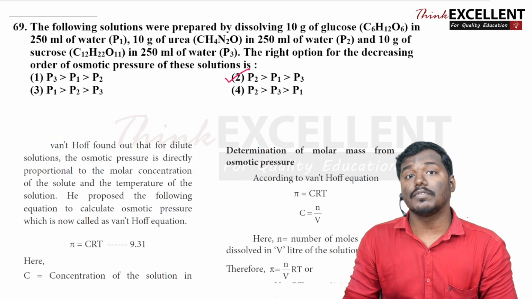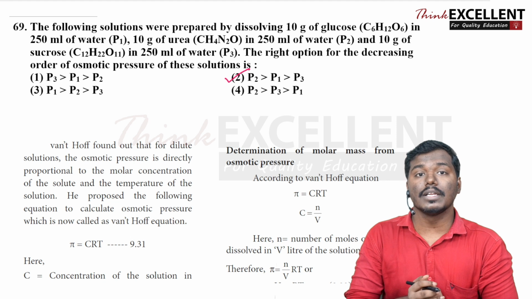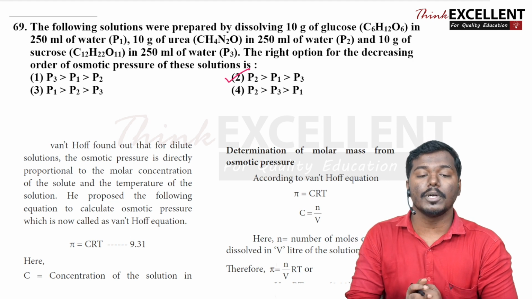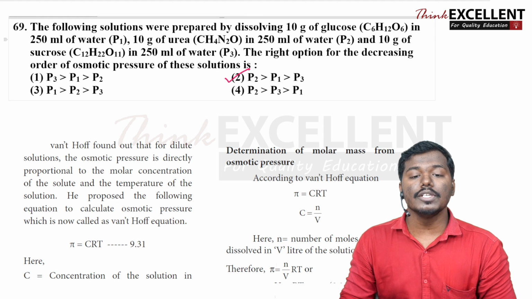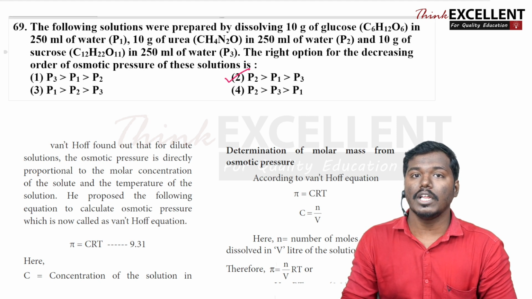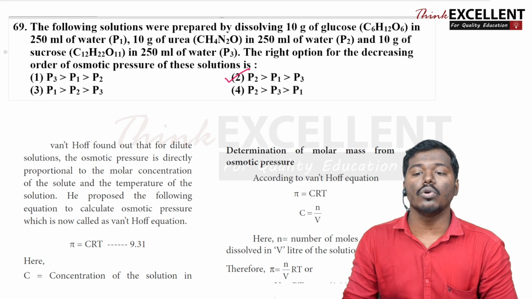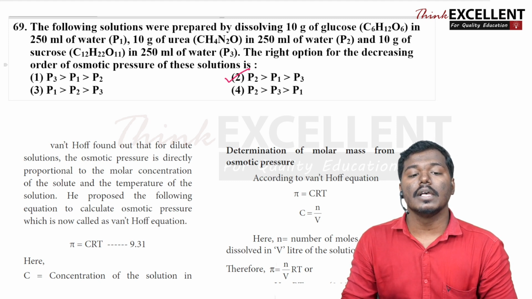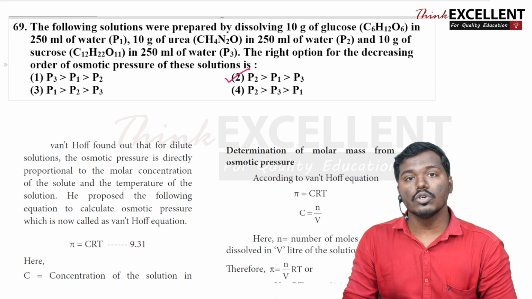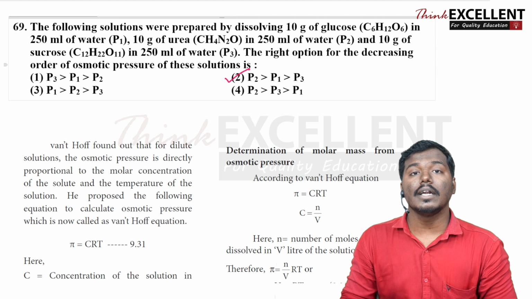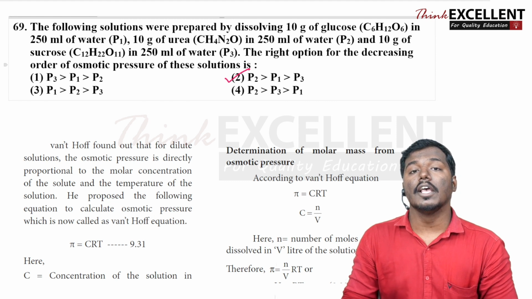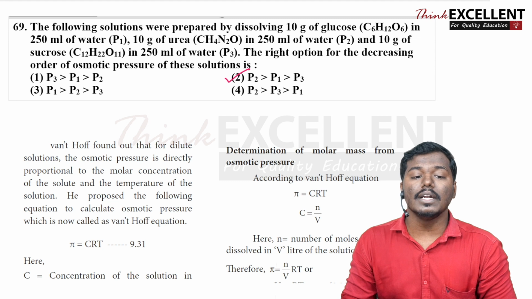You can see that it is asked from the solution lesson. In the solution lesson, we have studied osmotic pressure, so they have asked a question based on it. The following solutions were prepared by dissolving 10 gram of glucose in 250 ml of water, for which we take the osmotic pressure as P1. 10 gram of urea dissolved in 250 ml of water, its osmotic pressure we take as P2. And 10 gram of sucrose, that is C12H22O11, also dissolved in 250 ml of water, that osmotic pressure we take as P3. We have to arrange the osmotic pressures in decreasing order.